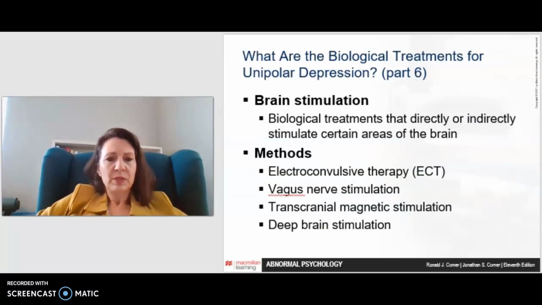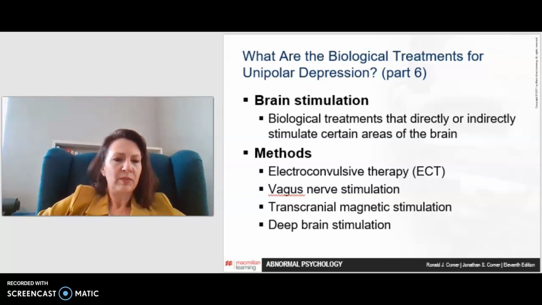If drugs aren't effective, sometimes brain stimulation may be tried, and we have different modalities that can be used to stimulate the brain. Electroconvulsive therapy is one where there are electrodes attached to the scalp and the brain receives an electrical current. We also have vagal nerve stimulators, transcranial magnetic stimulation that involves the use of a magnet to send regular electrical signals, and then deep brain stimulation.